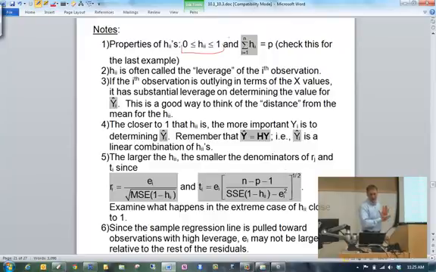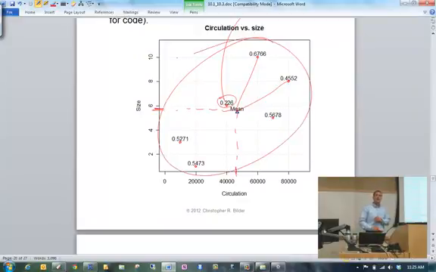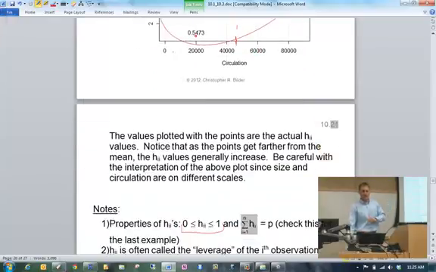So, hat matrix diagonal values between 0 and 1. The sum of all these hat matrix diagonal values happens to be p. And in fact, if you were to add all these values up, you would get 3. With 2 predictor variables, then they intersect.